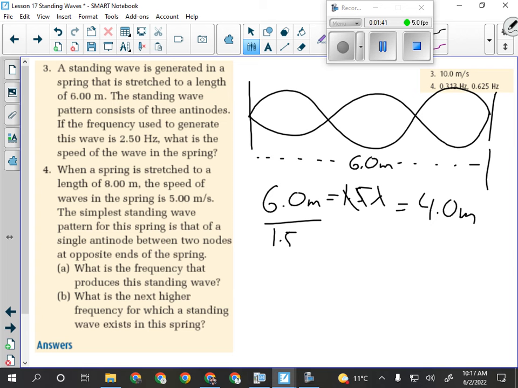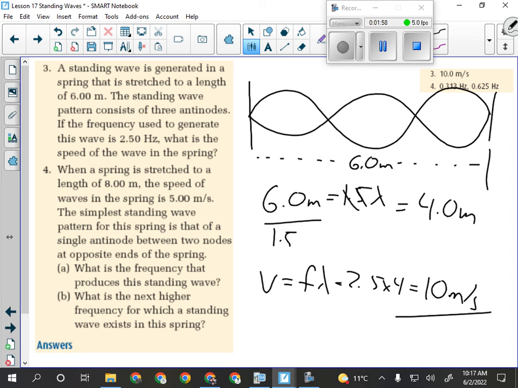Well that's useful because now I also have the frequency, 2.5 hertz. V equals f times lambda. 2.5 times 4 should be 10 meters, right? Or 10 meters per second, actually. Speed. Everybody all right with that one?